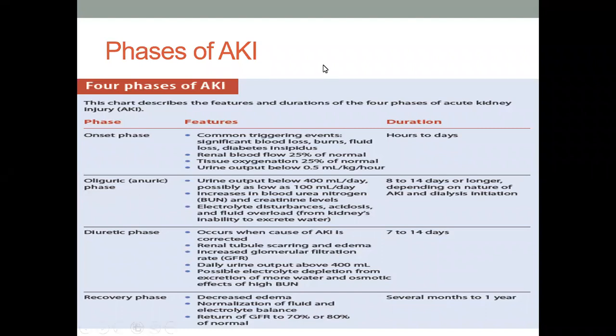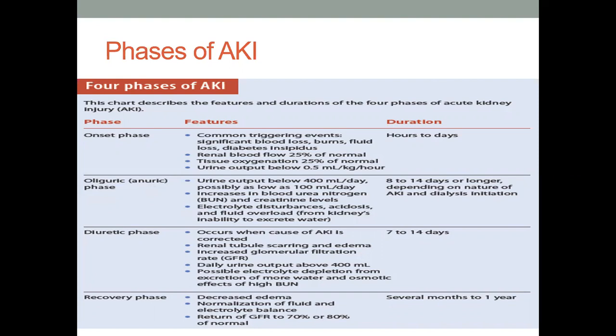Then you have what is known as the oliguric phase, or the anuric phase. This occurs between 8 to 14 days or longer, and depends on the nature of AKI and whether you have instituted renal replacement therapy. At this stage, urine may be as low as 100 ml per day. There are usually increases in your BUN and creatinine levels. At this stage, you have electrolyte disturbances, acidosis, and fluid overload.